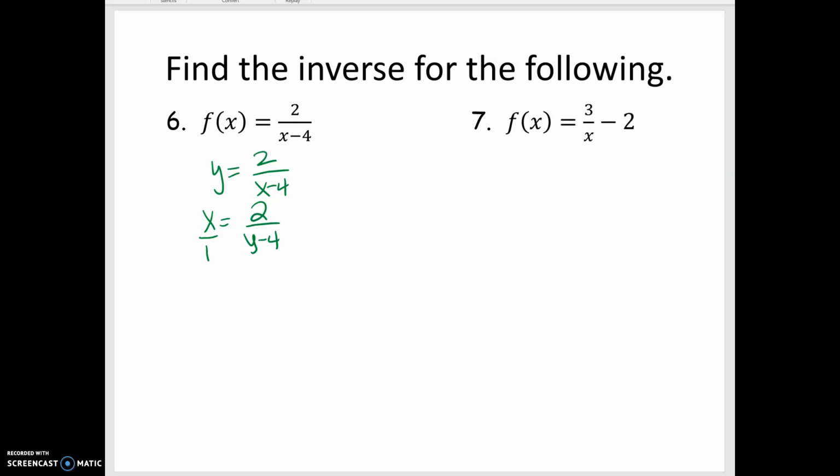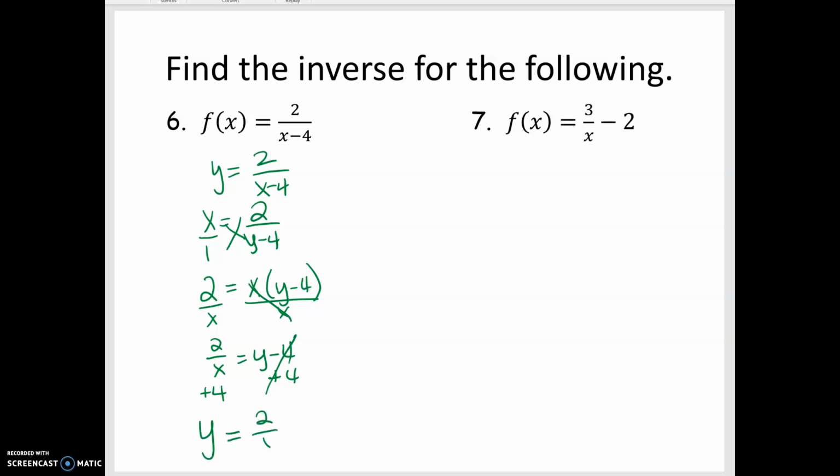Okay, remember you could write this as anything is over 1, so I'm going to cross multiply to solve mine. So I end up with 2 equals x times y minus 4. Okay, I'm going to divide by x on both sides. And then I'm going to add that 4 to both sides. So I end up with y equals 2 over x plus 4. Here's my inverse.